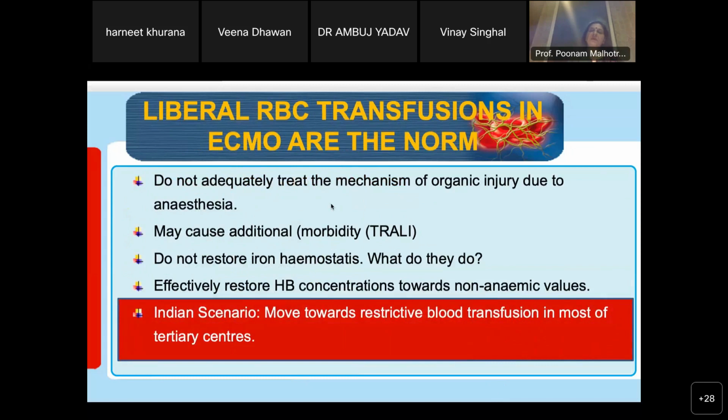So liberal RBC transfusions in ECMO have been the norm, as I said earlier, but in the Indian scenario now, there is a move towards restrictive blood transfusion in most of the tertiary care centers, because we know that all these problems of massive transfusion and liberal transfusion exist.